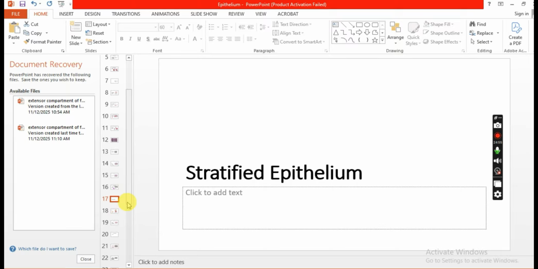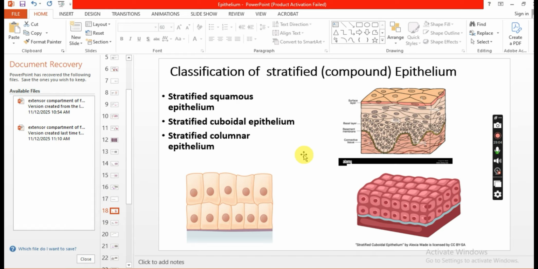Stratified epithelium means more than one layer. It can be cuboidal, squamous, or columnar. Based on what the top layer is made of: if the top layer is made of squamous cells, we call it stratified squamous. If the top layer is made of cuboidal cells, we call it stratified cuboidal. If the top layer is made of columnar cells, we call it stratified columnar epithelium.